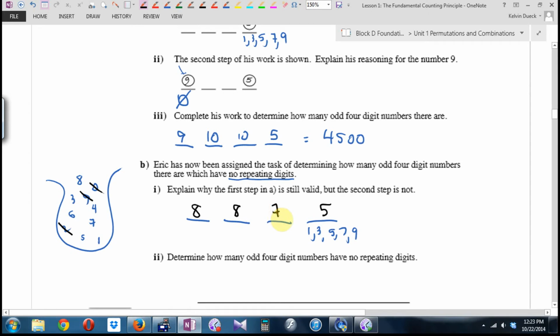If I'm not allowed to use the same number twice, how many 4-digit odd numbers are there? 8 times 8 times 7 times 5. Can I do that in my head? 8 times 8 is 64, times 5 is 320, times 7. Well, 300 times 7 would be... 320 times 7. 2,140? No, 2,540? No, what is it? 2, I carried the 1 wrong. 2,240.